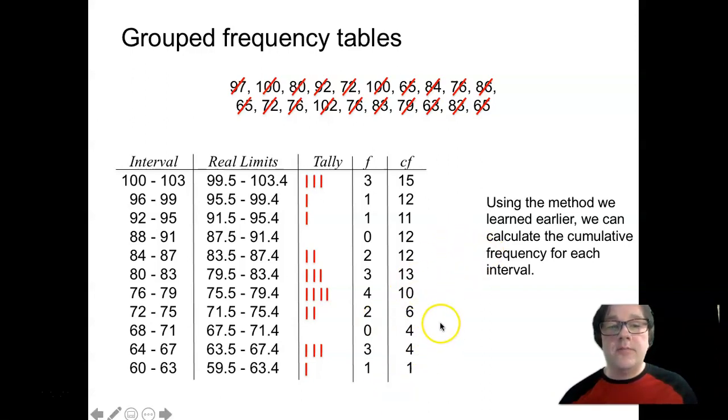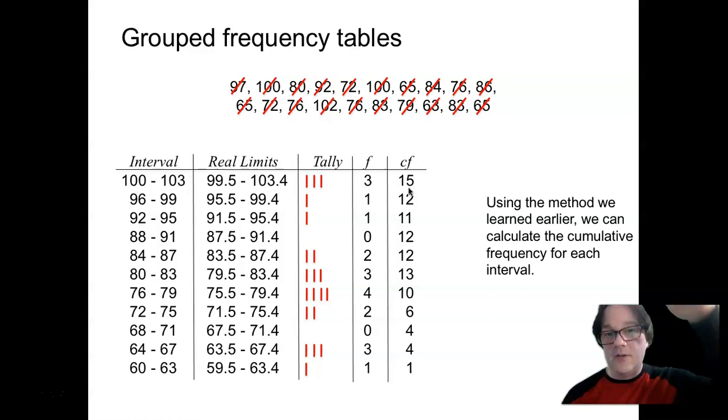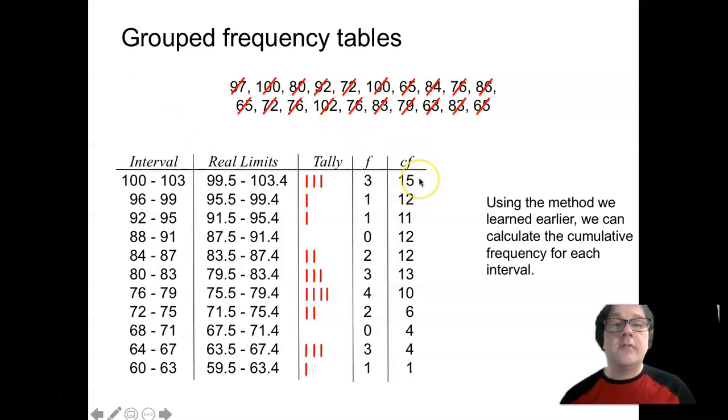And we make our way up, right? So all we're doing to create a cumulative frequency column is to just add the frequencies for each class interval. We're just going up, up, up until we hit 15 there. Okay.